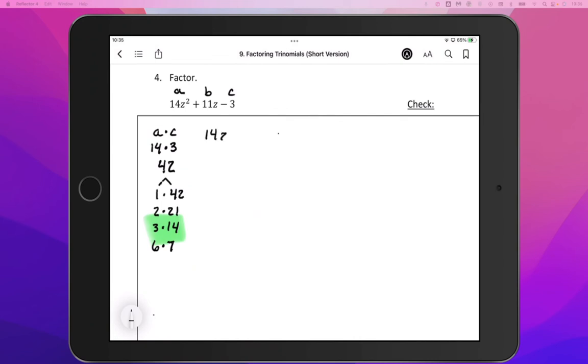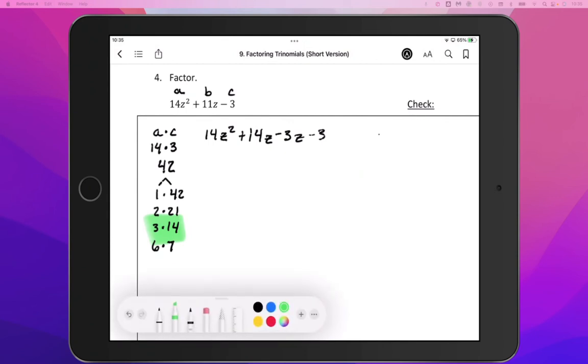So 14z to the power of 2. Again, we're splitting that middle term 11 up into two numbers. And so it's going to be a positive 14 and a negative 3. And you'll notice that I put the 14 on the left with the other 14, and I put the negative 3 on the right with the other 3. I'm intentionally doing that so that it will be easier for me to do factoring by grouping in just a moment. And again, recognizing that that positive 14 minus 3 would make a positive 11. And so it's equivalent, just written differently.